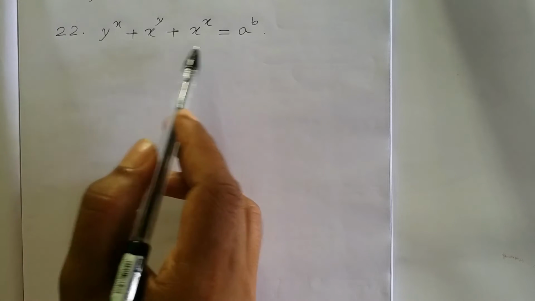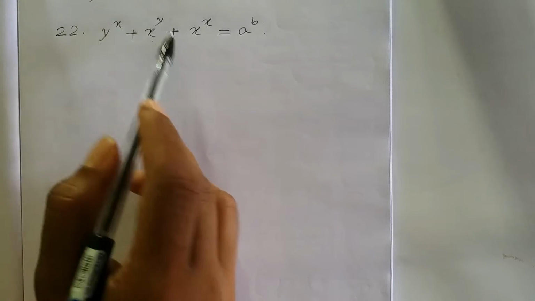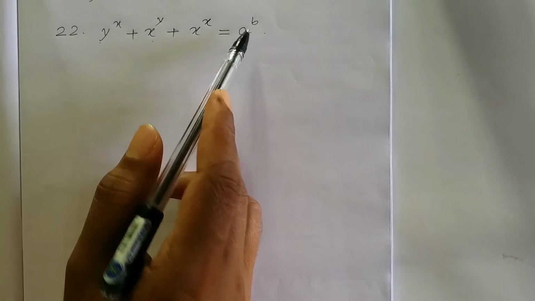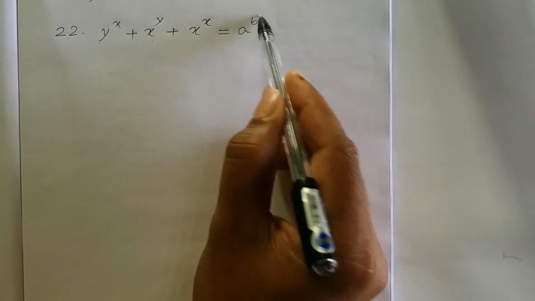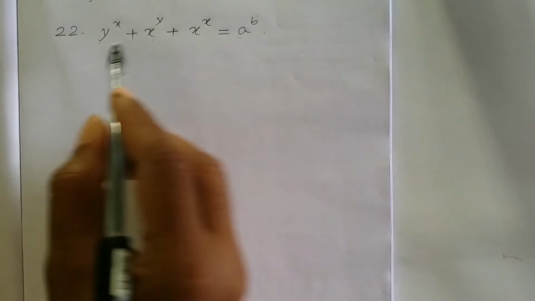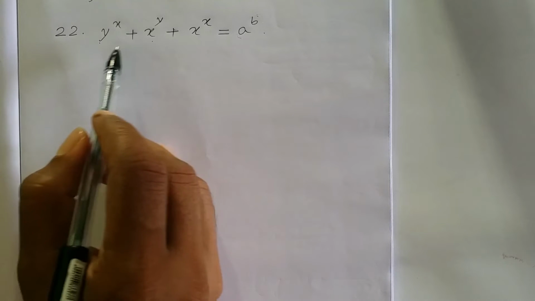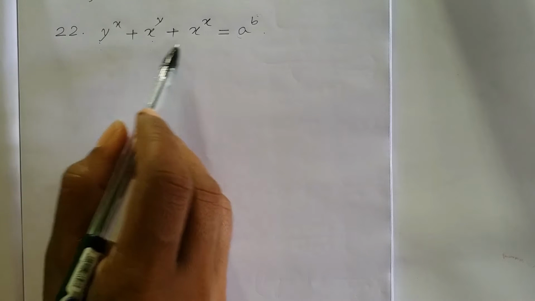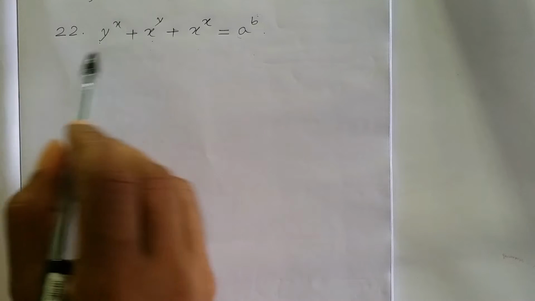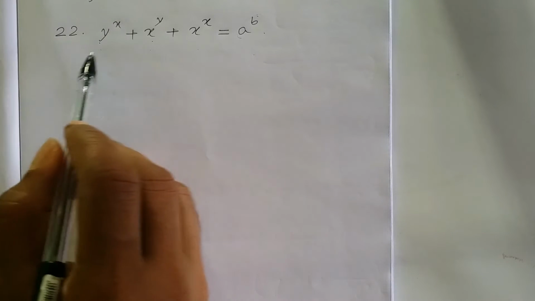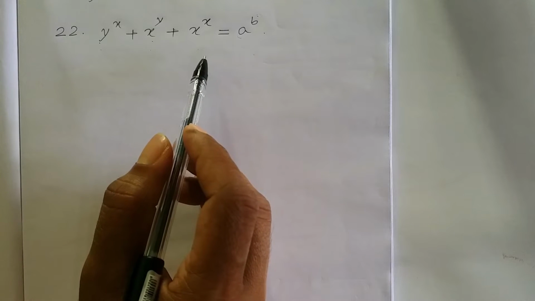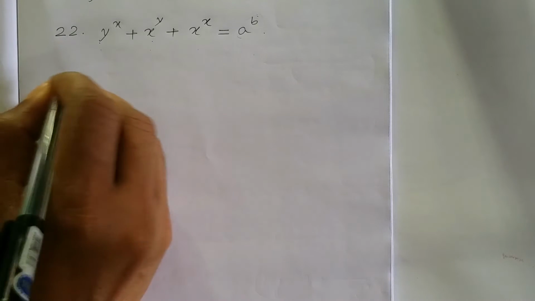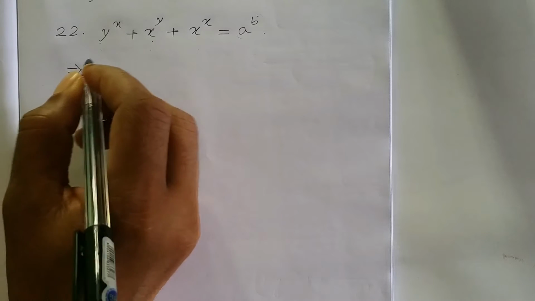This is an important question: y to the power x plus x to the power y plus x to the power x is equal to a to the power b. This is constant, this is constant. This question can be solved by two methods: by taking u plus v plus w is equal to a to the power b, that is one of the methods, and the other method by direct differentiation. So I use the alternative method.